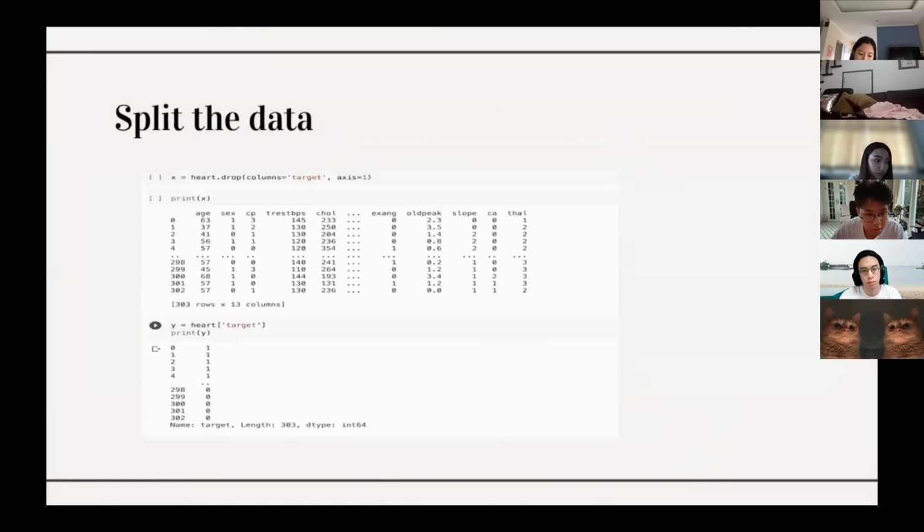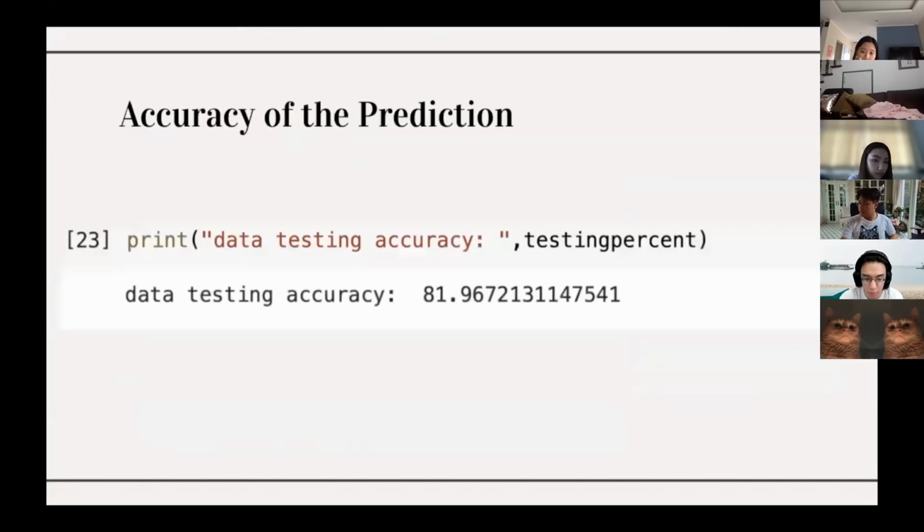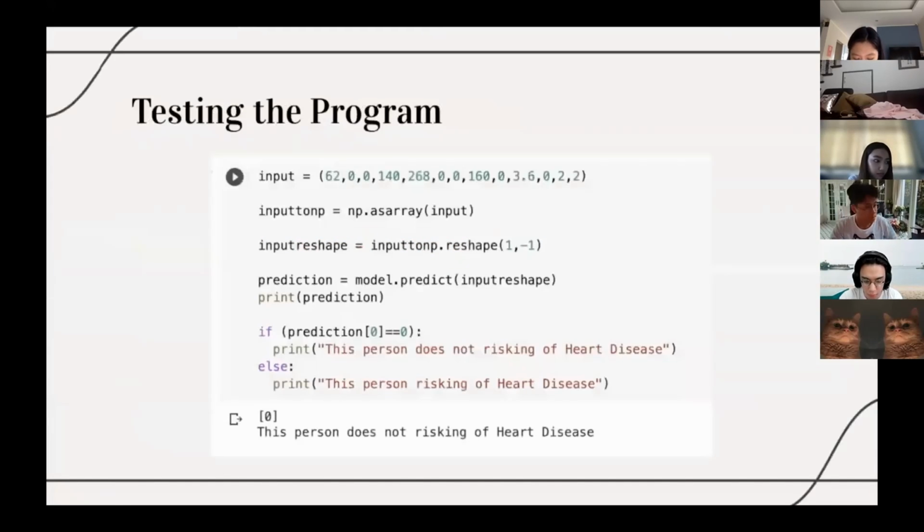The data splitting process separates the target column, which tells the heart disease, from the other columns, and sets it as the Y value. The accuracy from the testing data is around 80% from the sklearn metrics library. To predict the heart disease, the user needs to put in all the 13 attributes that I have mentioned before, and the program will predict the user's risk.